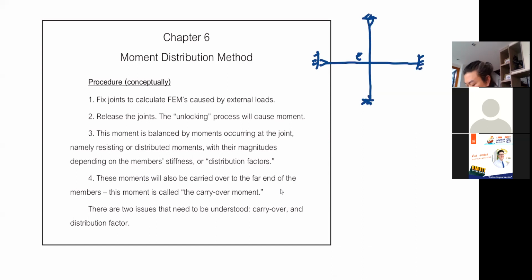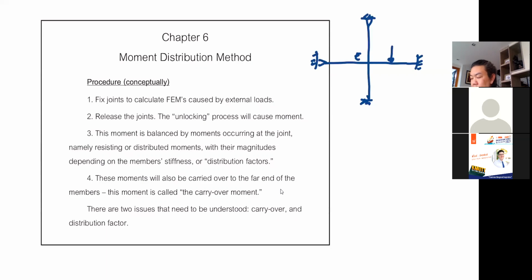So now from moment distribution, if I put the load back here, you would know that at E, there would be moment due to this load and due to the rotation of joint E, correct? So in moment distribution, we are going to calculate ME, but by doing that, it means we are going to try to lock the joint E, fix or lock the joint.